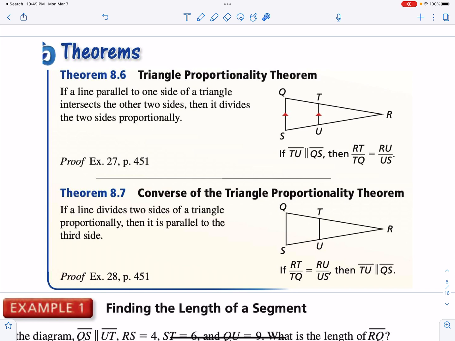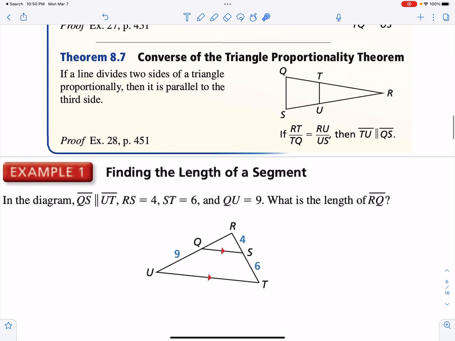But basically what it says is if we have a triangle and we have parallel lines, we don't have to do the full triangle for the proportionality statements. We can just do the parts. So I can say RT over TQ should be equal to RU over US. And the converse is true as well. So if RT over TQ is the same as RU over US, then we know these two lines here have to be parallel. So in this one, it says we want to find the length of QR or RQ, whatever you want to call it.